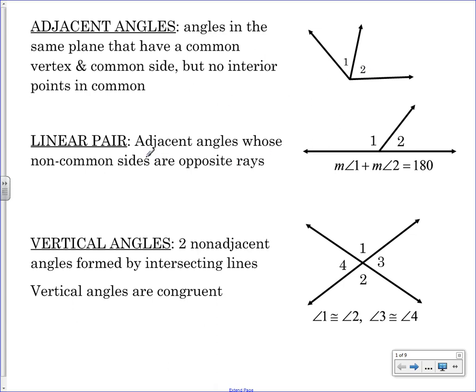Linear pair: adjacent angles whose non-common sides are opposite rays. Angle 1 and angle 2 form a line, 180 degrees, right? So the measure of angle 1 plus the measure of angle 2 equals 180. There are m's and an equal sign because we know the 180, okay?